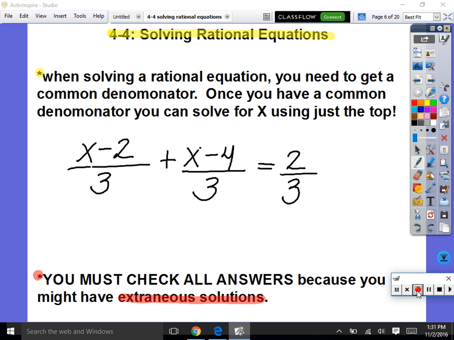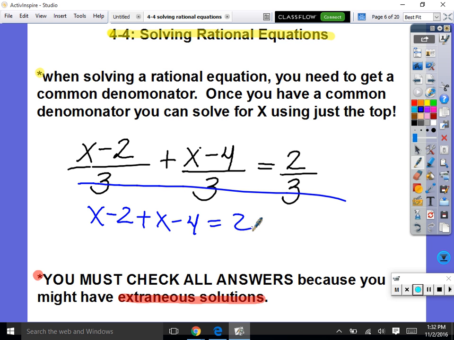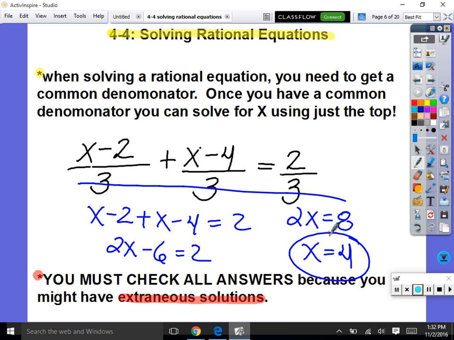So if I gave you this problem and said solve, do you see how you have a common denominator? You can literally ignore it and just use the top to solve. So we have x minus 2 plus x minus 4 equals 2. Solve for x. Combine like terms, right? 2x minus 6 equals 2, correct? So we would add 6. So we have 2x equals 8. And then divide by 2 and we get x equals 4. Pretty easy, right, everybody? Does everybody understand? Okay, awesome.